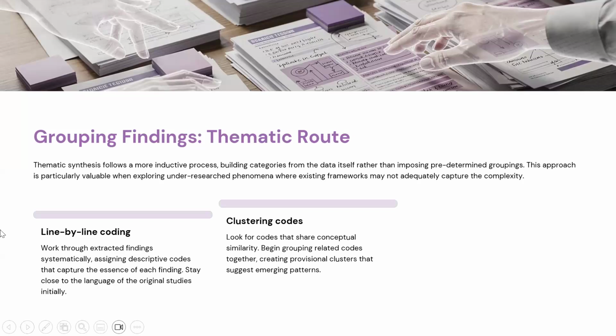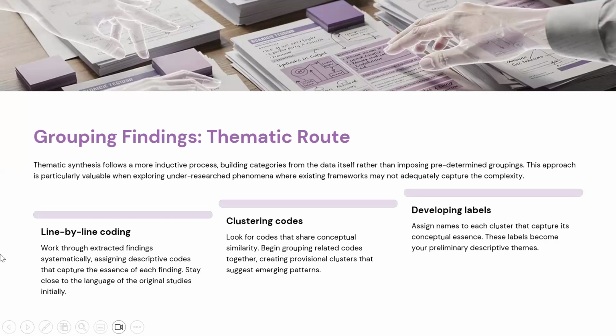It also involves clustering codes, so looking for the codes that share conceptual similarities, and beginning to group related codes together, creating provisional clusters that suggest emerging patterns. And then finally, based on what you've done before, you can develop labels and assign names to each cluster that capture its conceptual essence. And these labels become your preliminary descriptive themes.